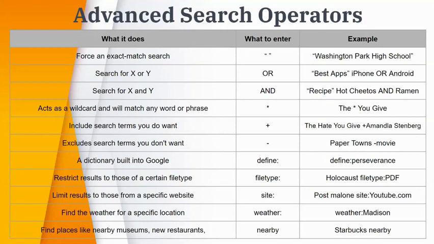All right, so here's that list of 11 search operators that you can use in Google to help refine your searching and be a little bit more specific about what you're looking for.